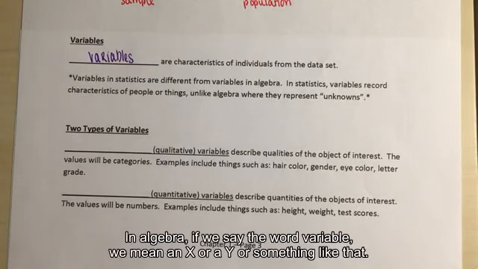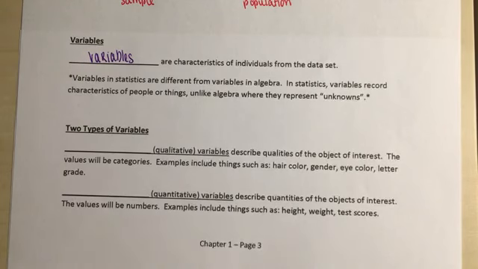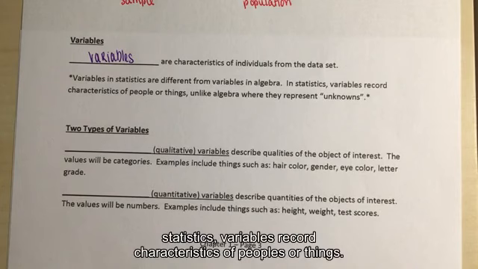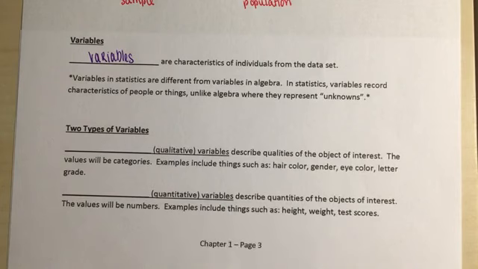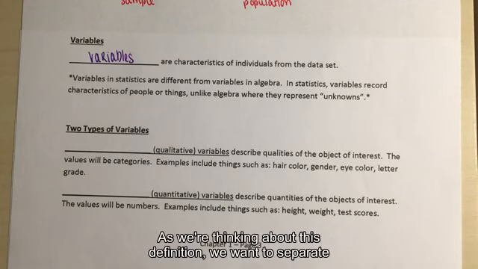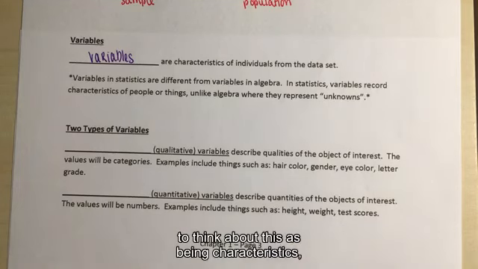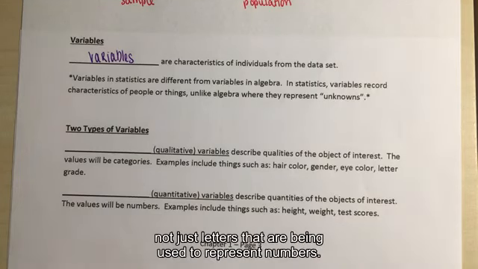Right? In algebra, if we say the word variable, we mean an x or a y or something like that. Right? It's an unknown value. Where when we're thinking about statistics, variables record characteristics of people or things. So as we're thinking about this definition, we want to separate it from things that we've seen before, and we want to think about this as being characteristics, right? Not just letters that are being used to represent numbers.